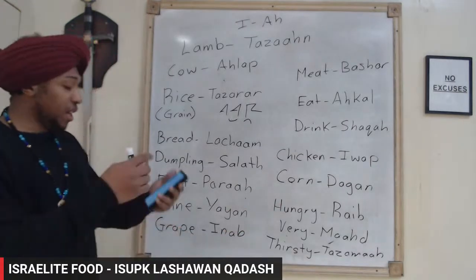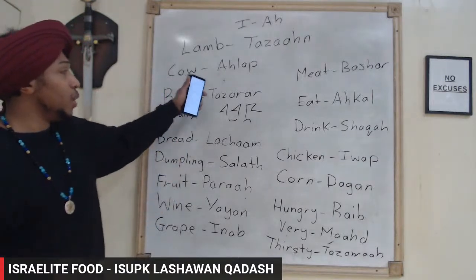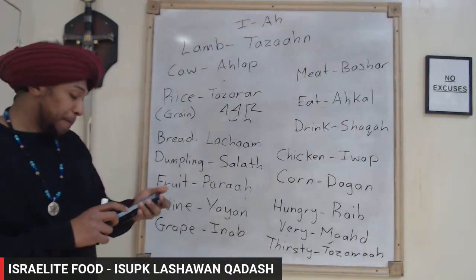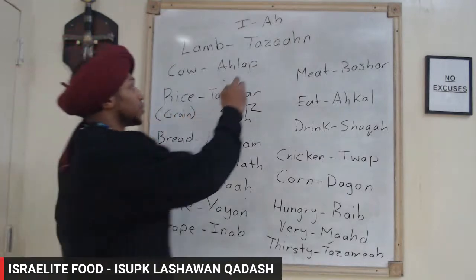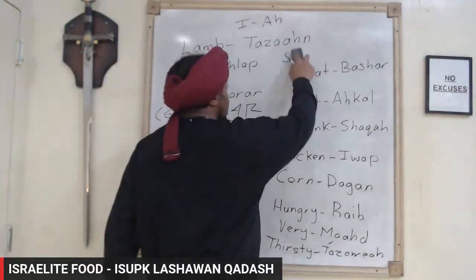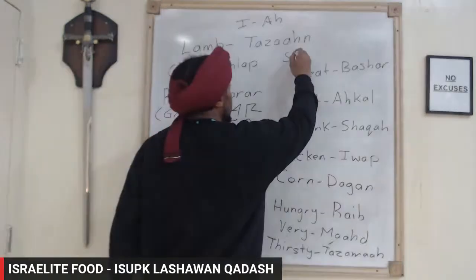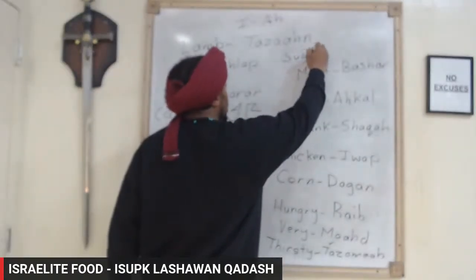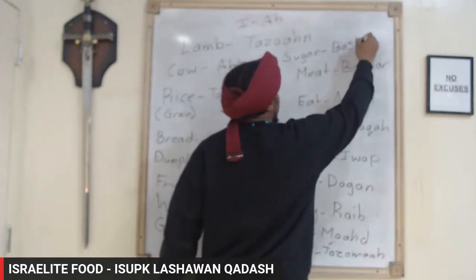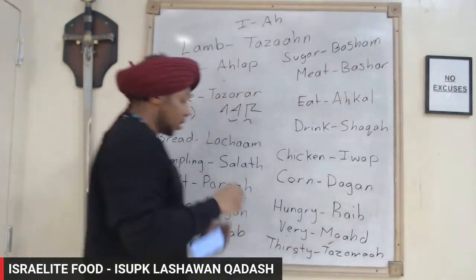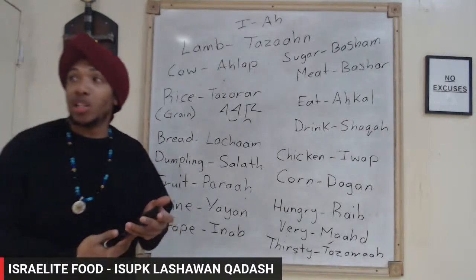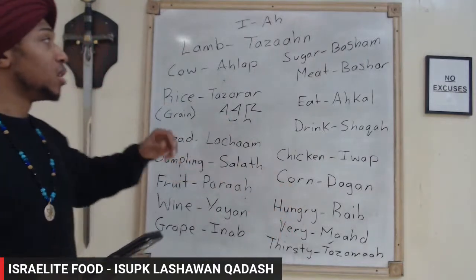Okay, no problem. Is there anything else I gotta put on here? We got cow, we got chicken, we got lamb. Okay, we got sugar. What the hell am I doing? Writing in Hebrew. How do I spell it? Sugar. All right, sugar is basham. If there's no more questions, if there's nothing else you want to say about this food, then I'm gonna close the class up.